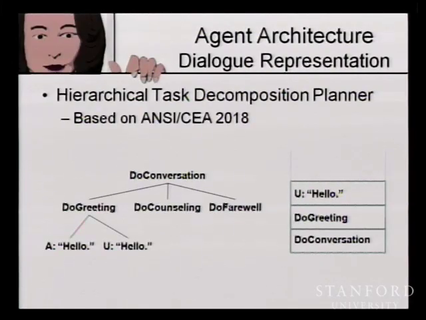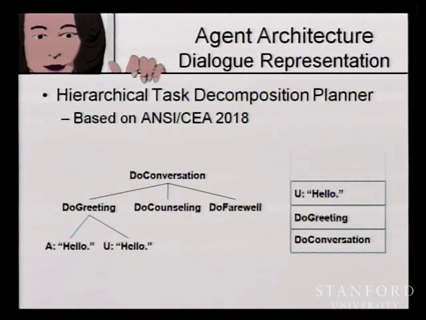A couple of our recent systems have built on work that Chuck Rich and Candy Sidner have done over several years on the Collagen dialogue planning system. So Chuck has an open source reimplementation of Collagen that we've extended for use in dialogue planning. And in this model, it's basically a task decomposition planner. So you start off with a mutual goal, like having a counseling conversation. And then you have a library of plan fragments or recipes that get selected.